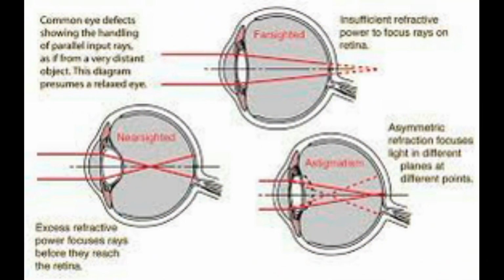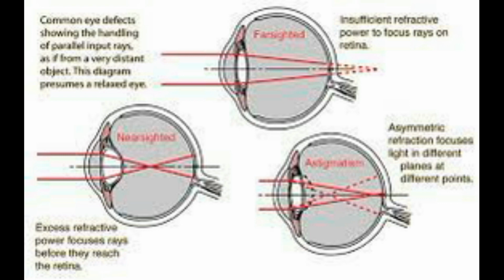Today, we are going to discuss common eye defects. The common eye defects are myopia, hypermetropia, astigmatism, presbyopia, cataract, glaucoma, etc. So today we are going to see all these defects in detail.